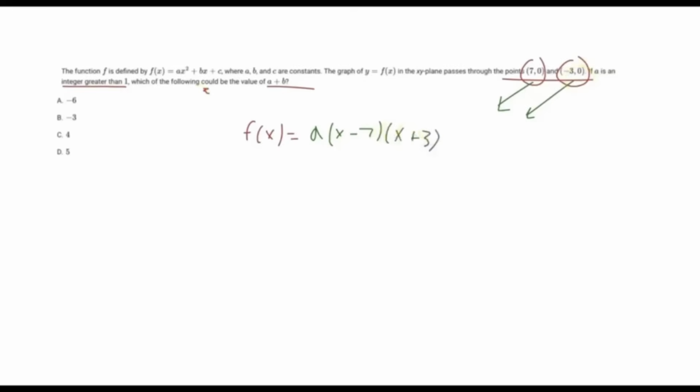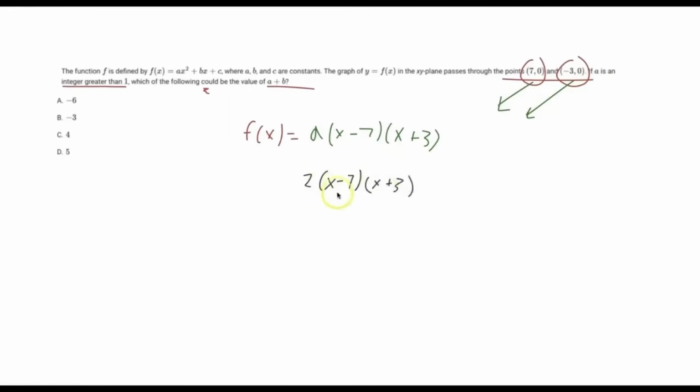Right, that's interesting. But now to actually expand this out and get a value for b, what you might realize here is that we need to actually have a value for a, right? So it says a is an integer greater than 1. Well, what's an integer that's right above 1? Well, 2. So let's just have a value of 2 for a. So then we have 2 times x minus 7, and then x plus 3.